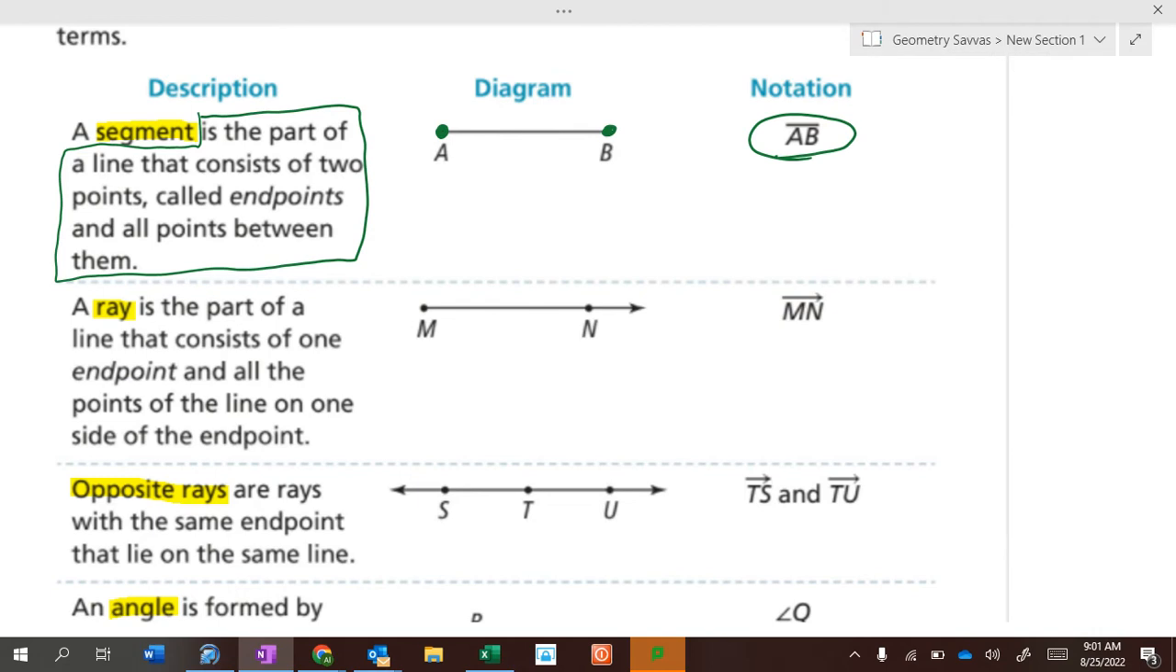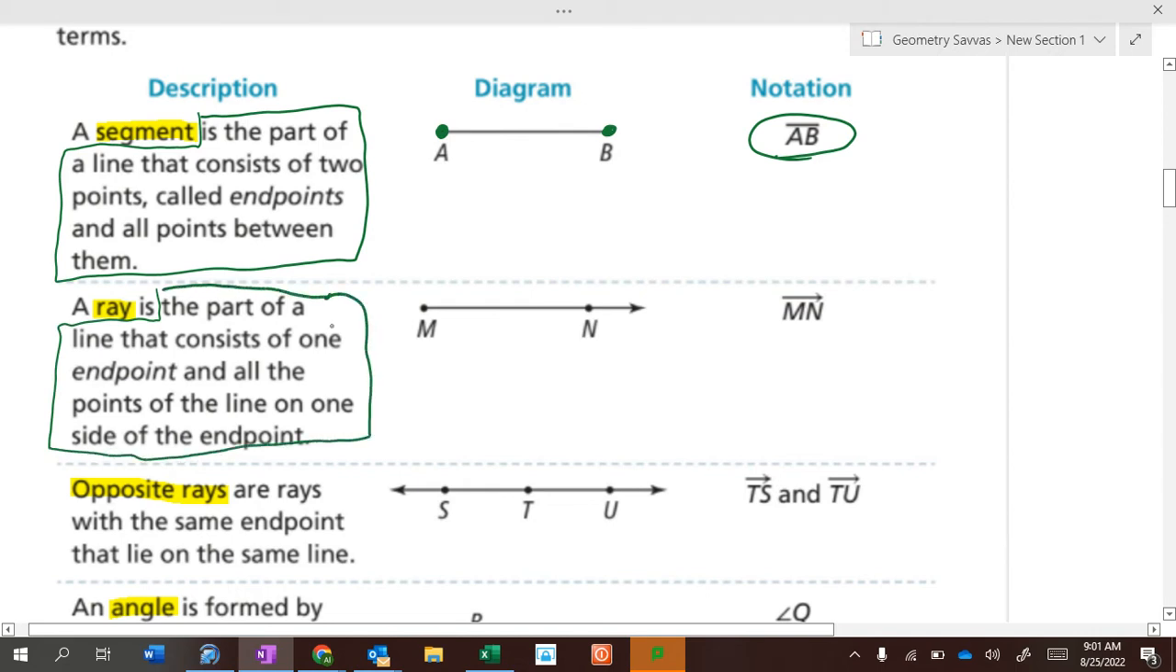So a segment has two endpoints. A ray has one endpoint. A ray is part of a line that consists of one endpoint and all the points to one side of that endpoint. So M is the endpoint. It goes through N and it keeps going forever. And we symbolize it by using the point it starts at, and then the other point it goes through with a ray symbol above it.